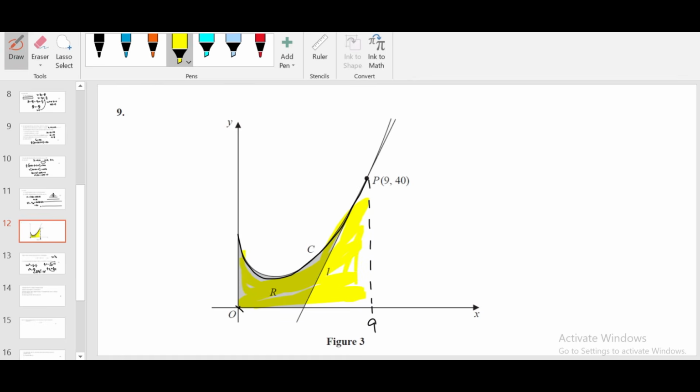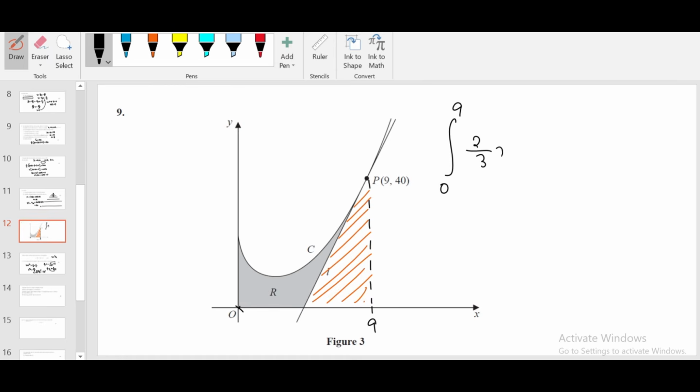Okay, once you get this whole area, then you need to subtract the area of the triangle. That's what we are going to do. First, use integration to find the whole area. You need to integrate from 0 to 9 the given function, which is 2/3 x squared minus 9 root x plus 13, dx.